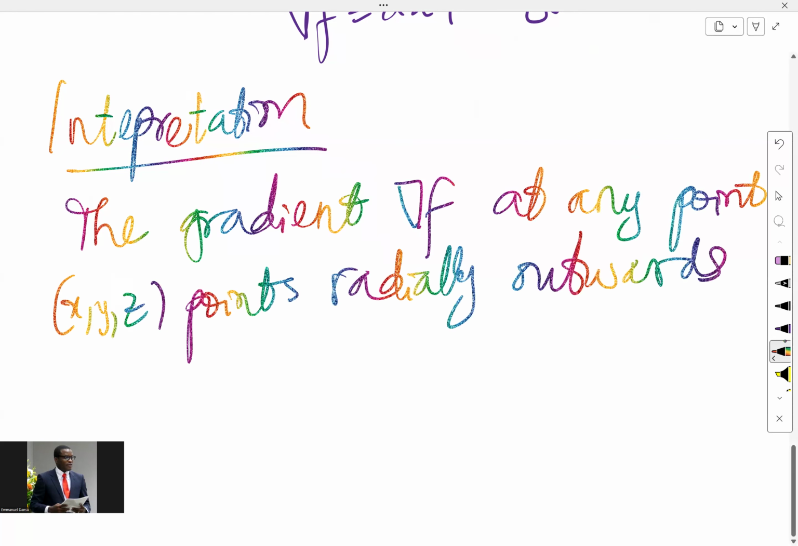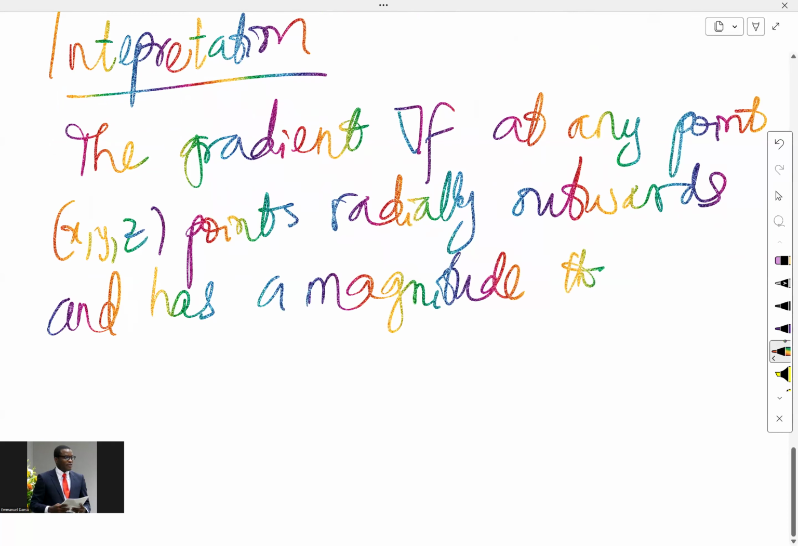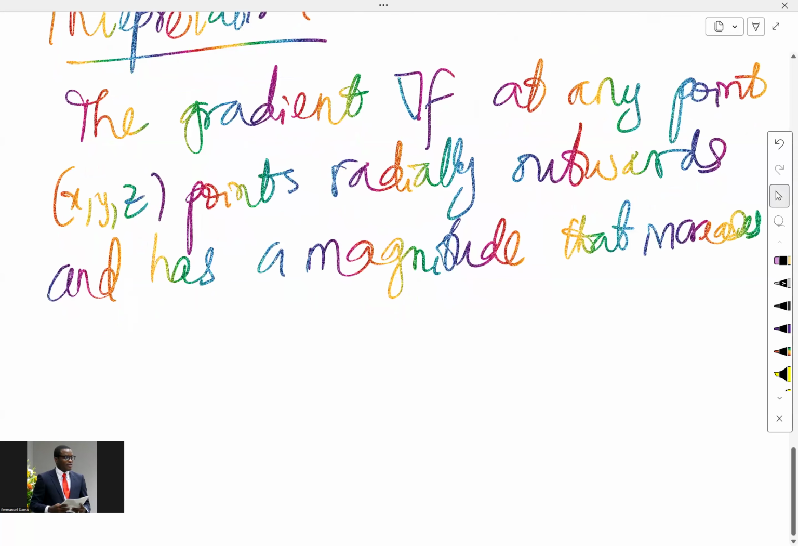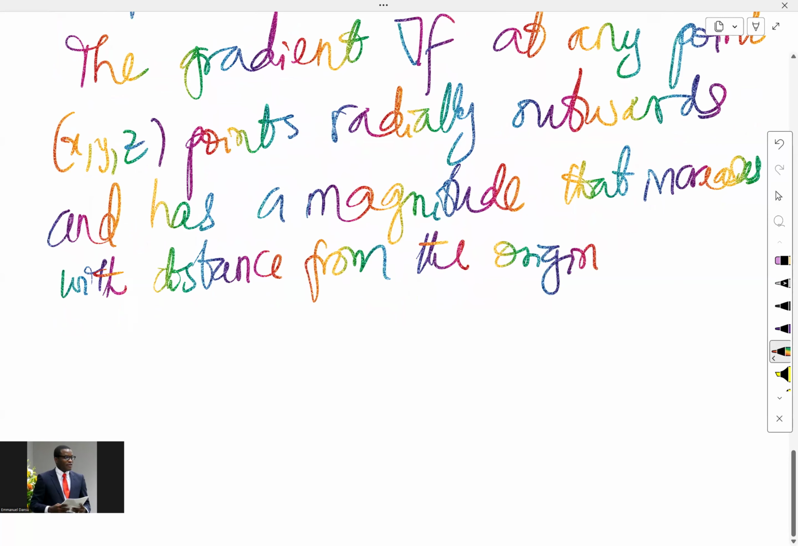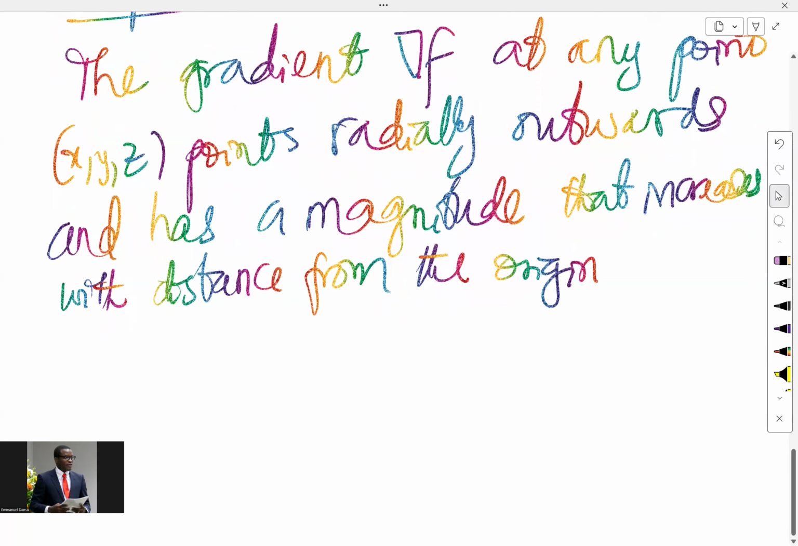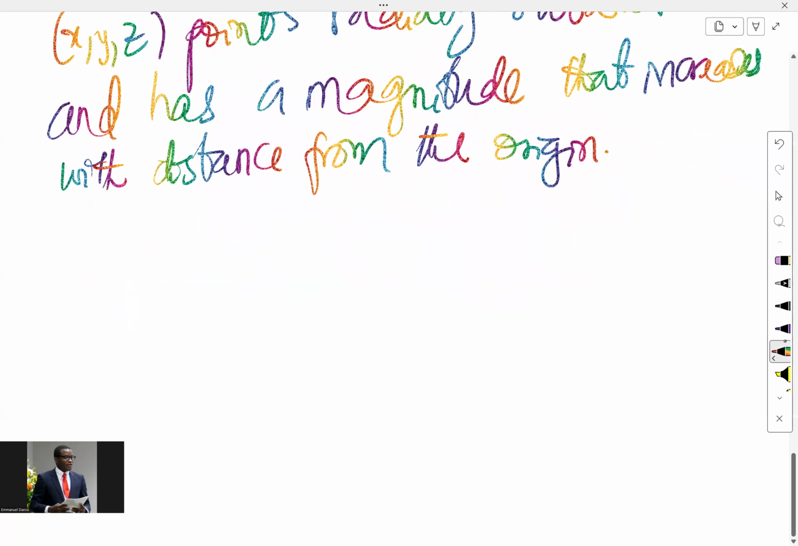It points radially outwards and has a magnitude that increases with distance from the origin. So as the distance increases from the origin, the magnitude also increases.